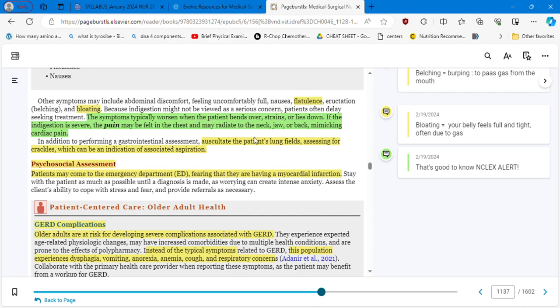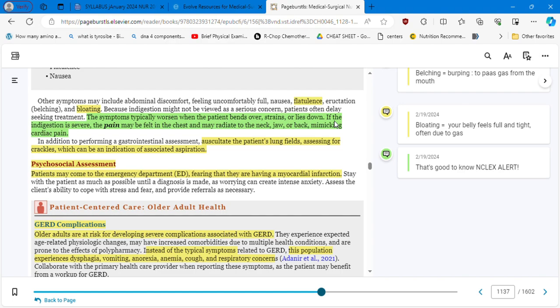So, these symptoms typically worsen when the patient bends over, strains, or lies down. This is an NCLEX alert. They are going to tell you a patient enters the clinic with such and such symptoms, and when the patient bends down, the symptoms worsen, this and that. They are going to give you a list of symptoms. In the NCLEX, some of the questions are not going to state the diagnosis. They are going to give you the symptoms, and the question is going to be, based on the presentation, the nurse would suspect what condition?